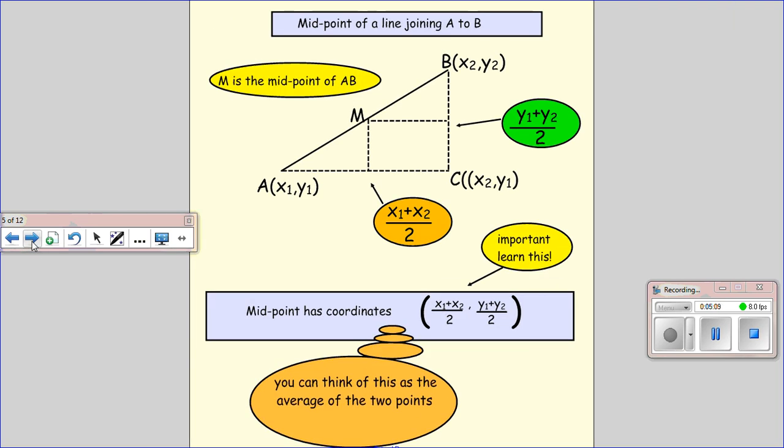And then when we find the midpoint, a way of thinking is it's averaging the points. So we add the two x points together and divide by 2, and we add the two y points together and divide by 2. Okay, so I just wanted to remind you of those before we started the next question.